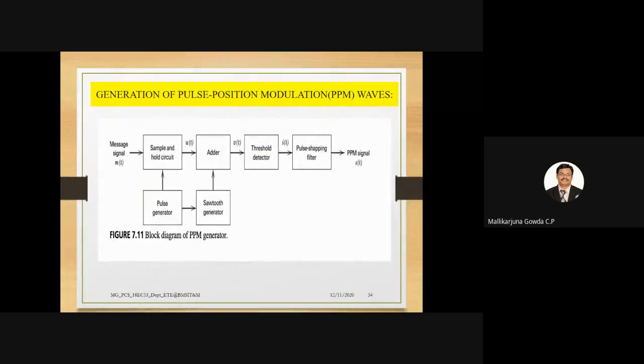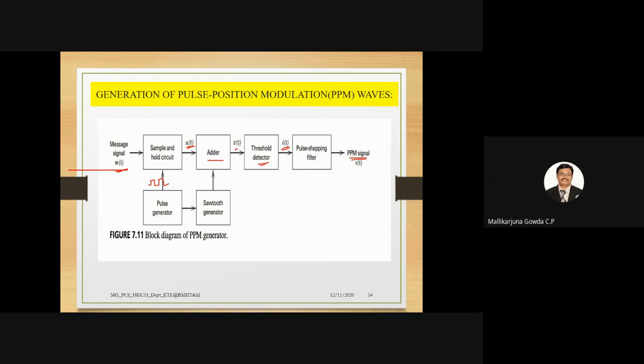That is why we say here pulse generator, right? The pulse generator is one input to the sample and hold circuit. Another input is our message signal. I have shown the internal circuit diagram, and then I get the PAM signal. That will be added with the sawtooth generator. From the pulse generator, I can get the pulses at this point like this. Even from the pulse generator, I can get the sawtooth wave also. Those two will be added, the PAM signal plus the sawtooth waveform. Then that will be given to the threshold detector. Depending upon the threshold value, I get the impulses. Then by using a pulse shaping filter, I will be able to get the PPM signal.